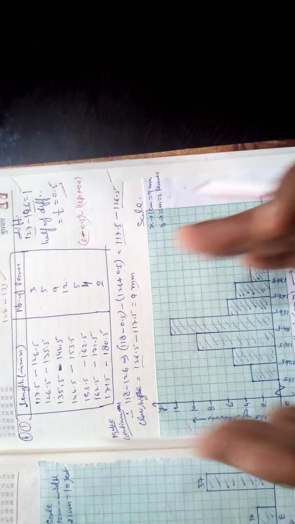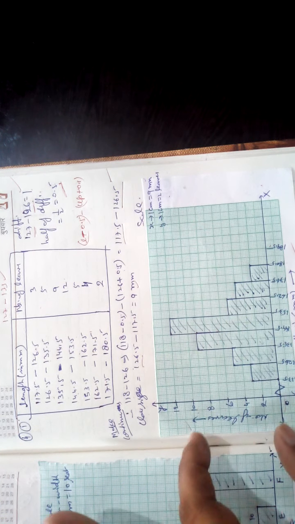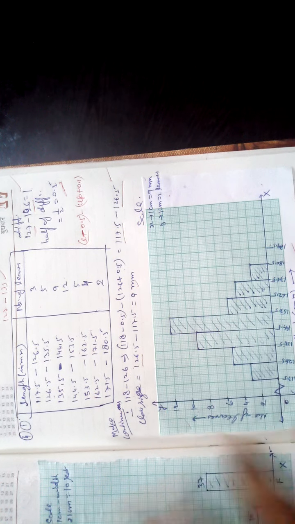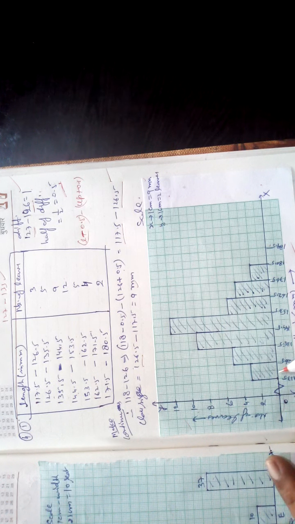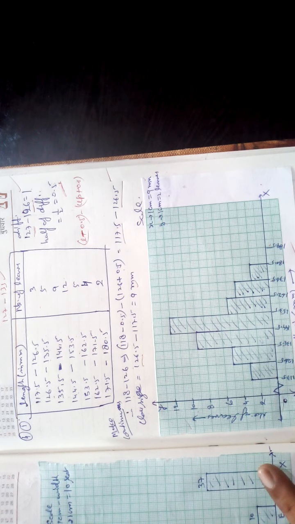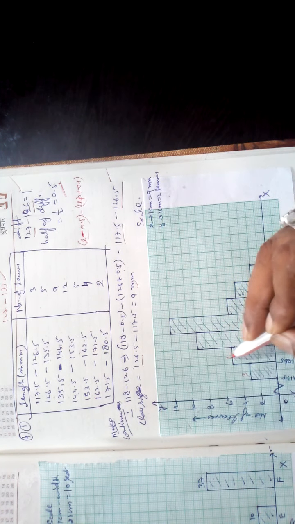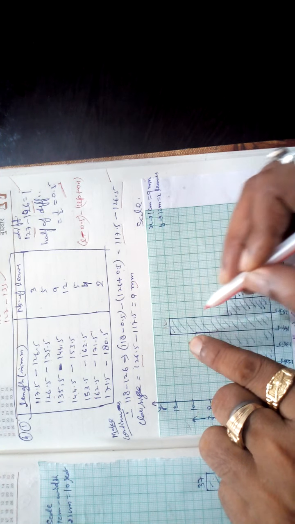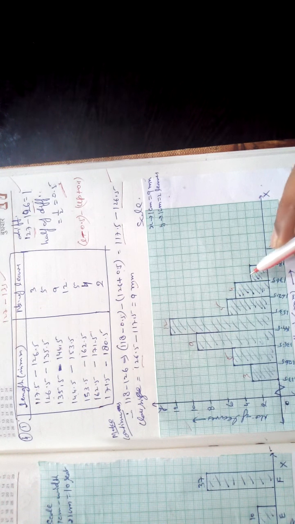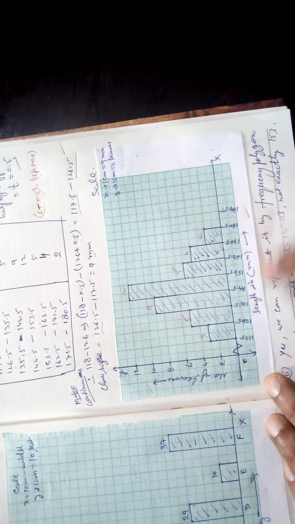Then write the number of leaves and length in millimeters here. First you write this, then start drawing. Otherwise maximum students forget to write this and you will not get full marks. It is a very important part. Always mention what is on the x-axis and what is on the y-axis. So here from 117.5, you will get 3, and then 5, then 9, then 12, then 5, 4 and 2. What you get is called a histogram.